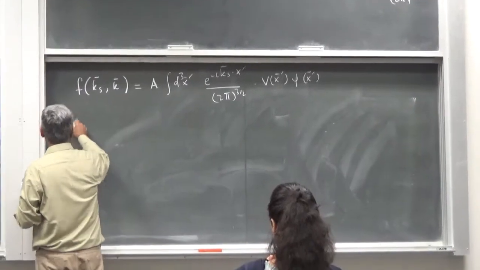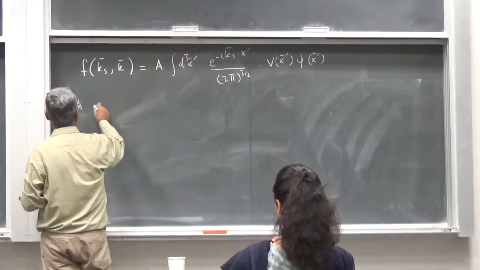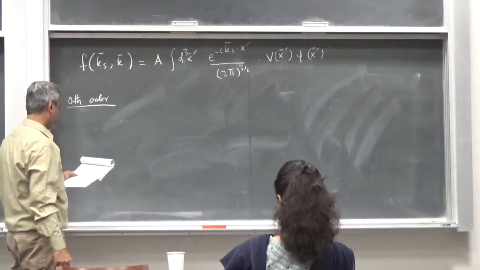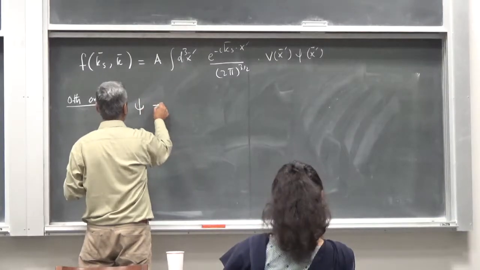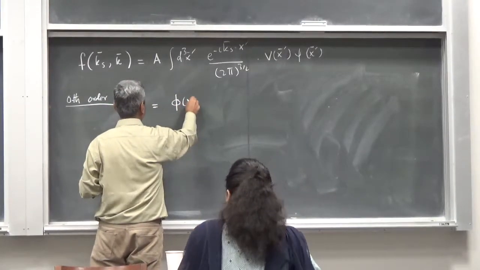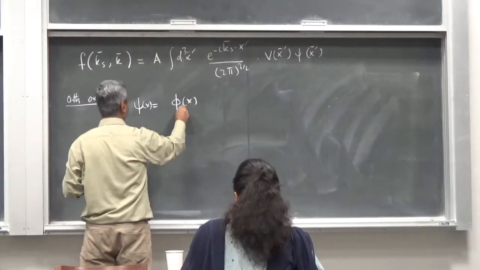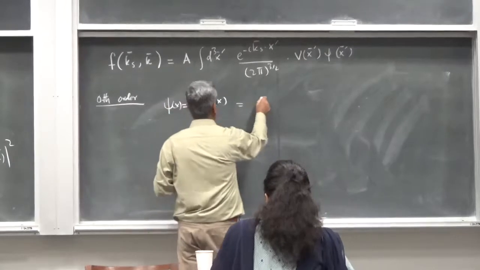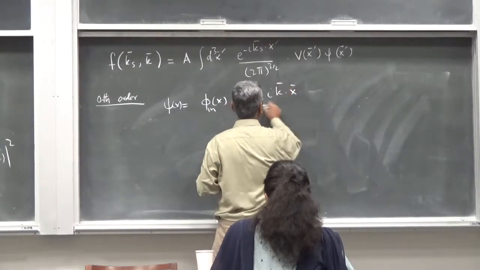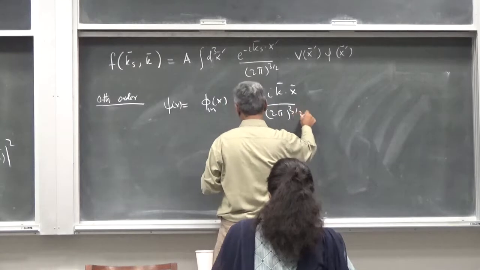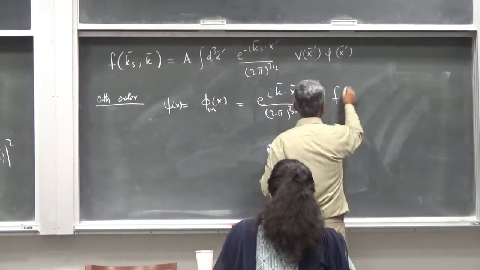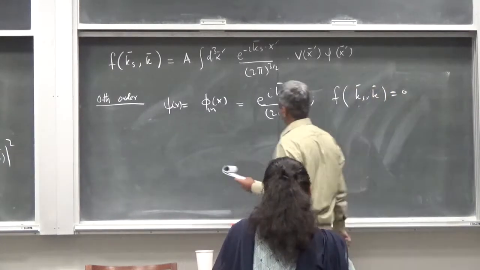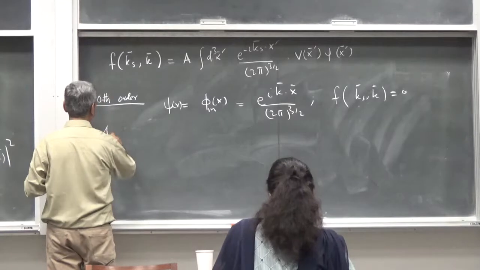So what is the zeroth order? So if you solve this by perturbation theory, zeroth order solution is going to be psi is equal to phi. Psi of x is equal to phi incident, which is just e to the I k dot x over 2 pi 3 half, right? And in that case, f of ks k is 0.